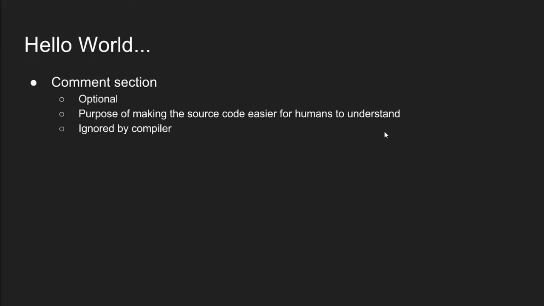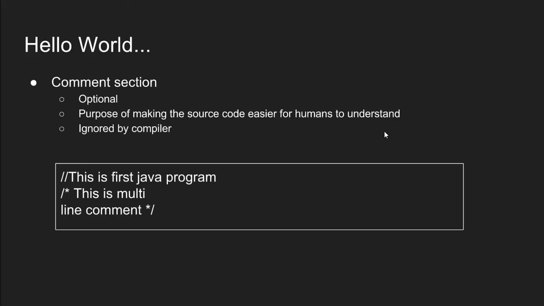You can write a comment with a double forward slash for a single-line comment. "This is first Java program" is a single-line comment. For multiple lines, you can use forward slash star to indicate the start of your comment and star forward slash to end your comment. "This is multi-line comment" is a multi-line comment. There are other sections such as the package statement and import statement, which I will cover in a later video. For now, just focus on this program.